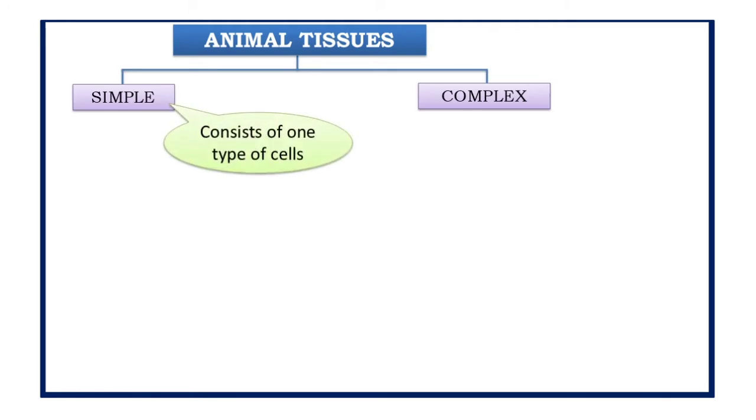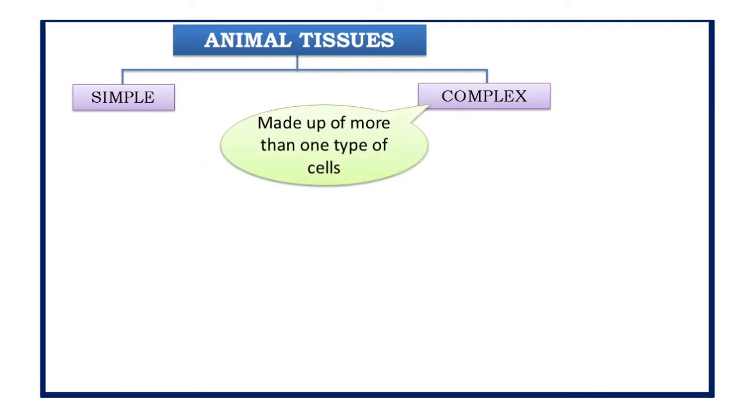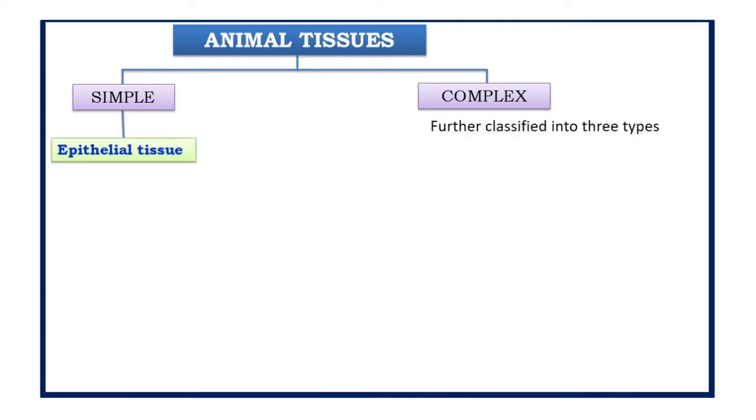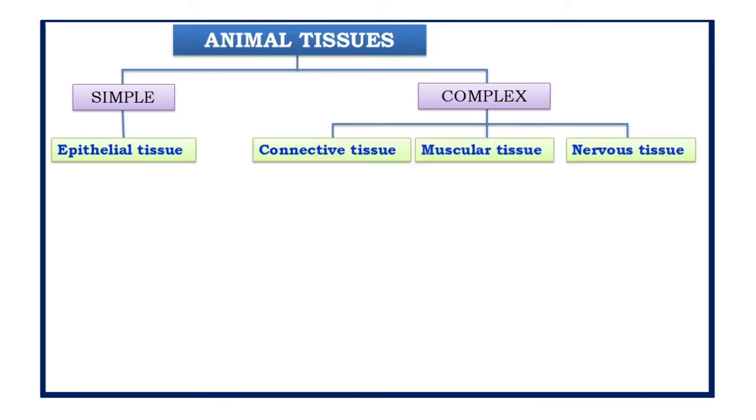The first one is the simple tissue, which is made up of only one type of cell, and the other is the complex tissue, which is made up of more than one type of cell. Simple tissue is further classified as the epithelial tissue, and complex tissue is made up of three types: the connective tissue, muscular tissue and the nervous tissue. CMN, that is the complex tissue: connective tissue, muscular tissue and nervous tissue.